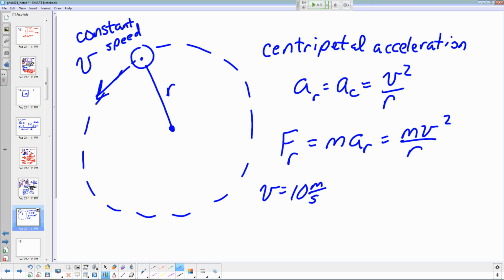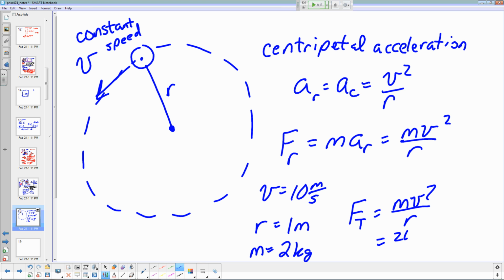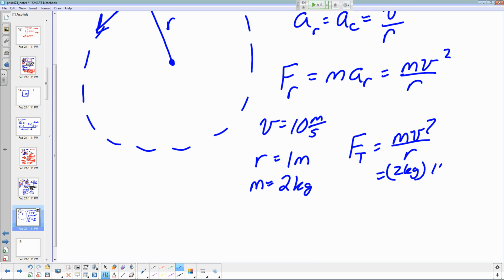So let's say I have a velocity of 10 meters per second, the length of the string is 1 meter, and the mass of the block is 2 kilograms. If I want to know the tension in the string, that's going to be mv squared over r. It's going to be 2 kilograms times 10 meters per second squared over 1 meter. So that's 2 times 100, or 200 newtons. We did a number of these problems in 101, like with the car going around the corner, finding its speed. In that case, it's the frictional force, but this is just a simple problem.